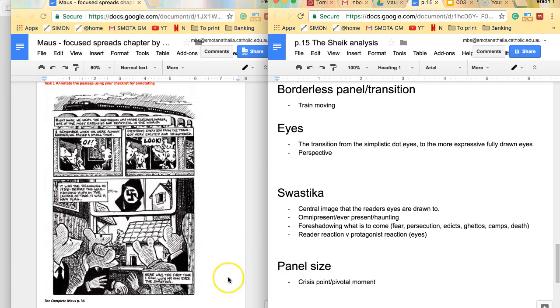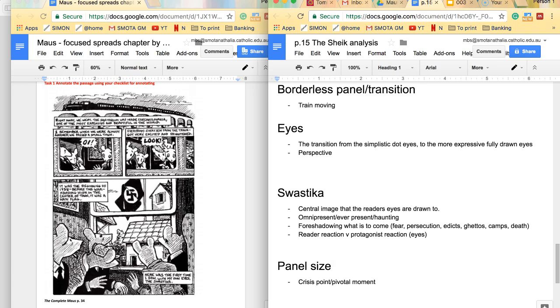Finally, the size of this panel alone, look how large it is, dominates the page. That is indicative of a crisis point or pivotal moment in the text, and that's how you would talk about it. You would say, in chapter three, the pivotal moment in which the protagonists first see the swastika flag flying on their train journey to the sanatorium suggests that, or is symbolic of, da da da, and then you'd go on and talk about it.